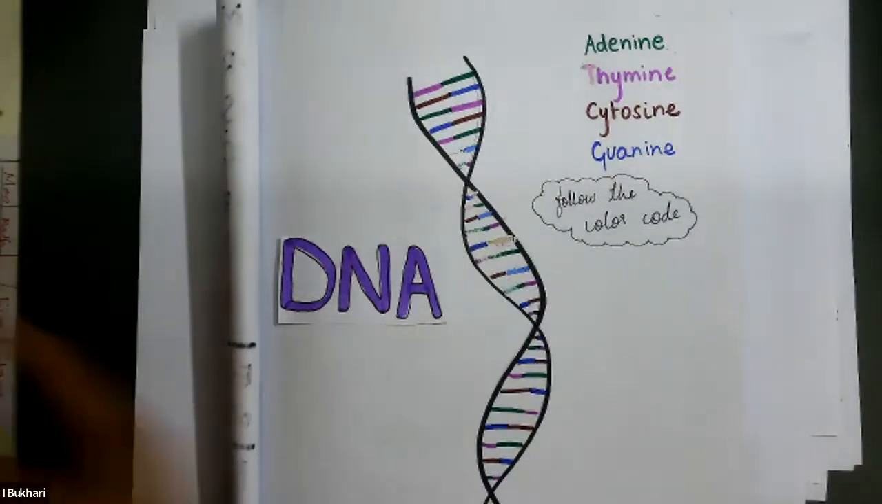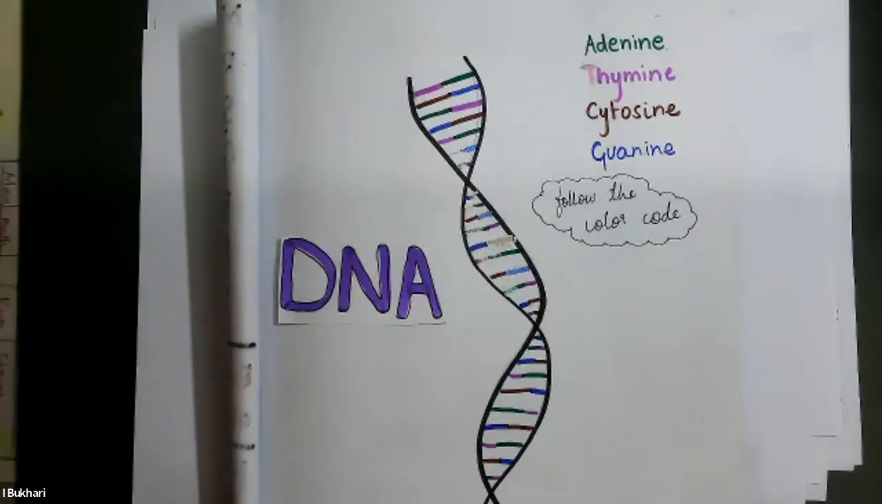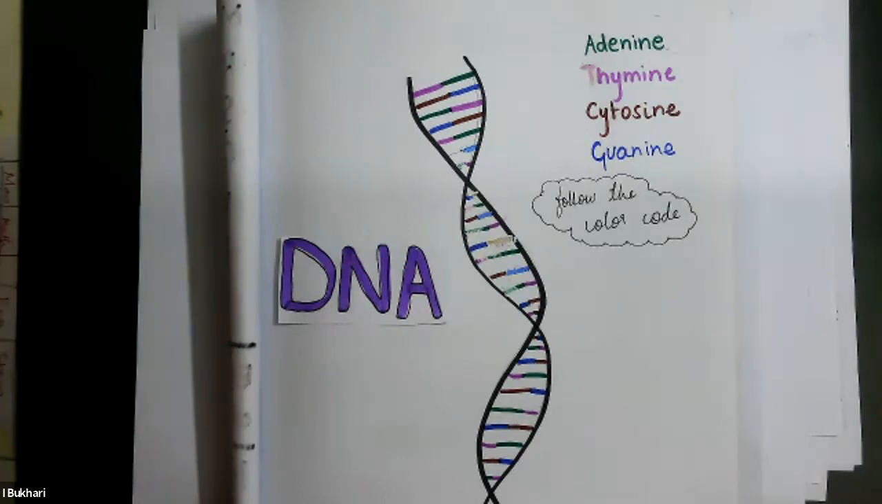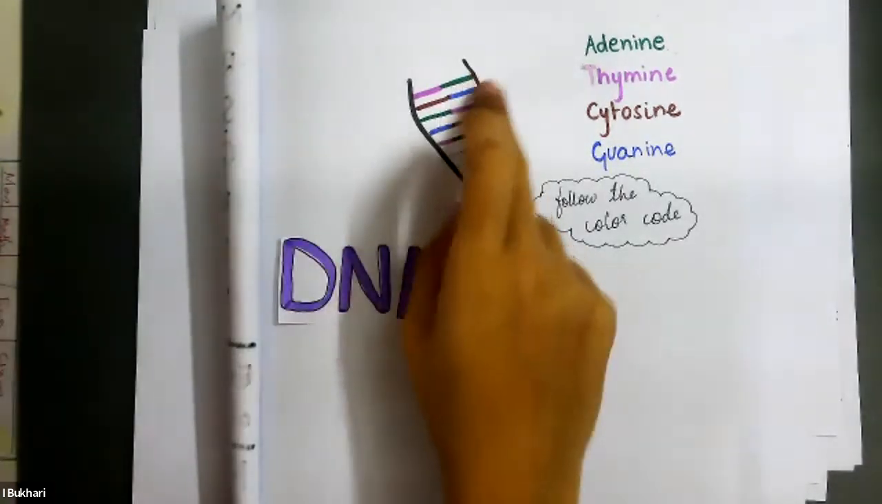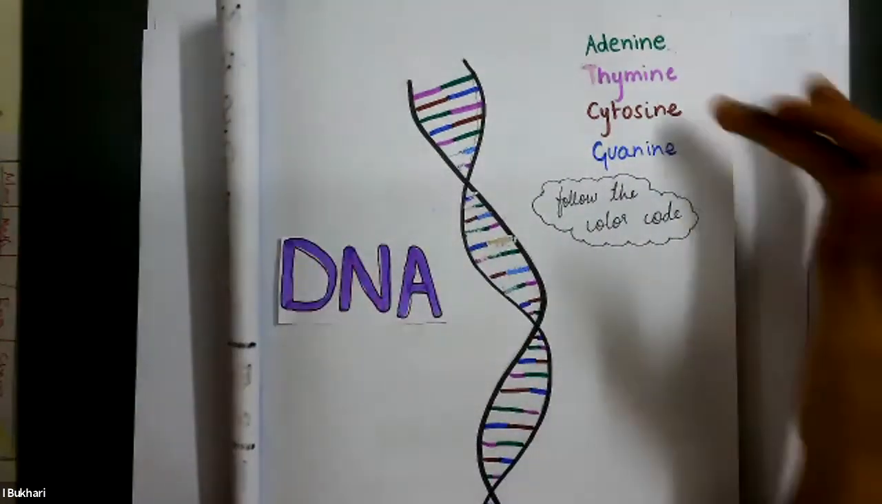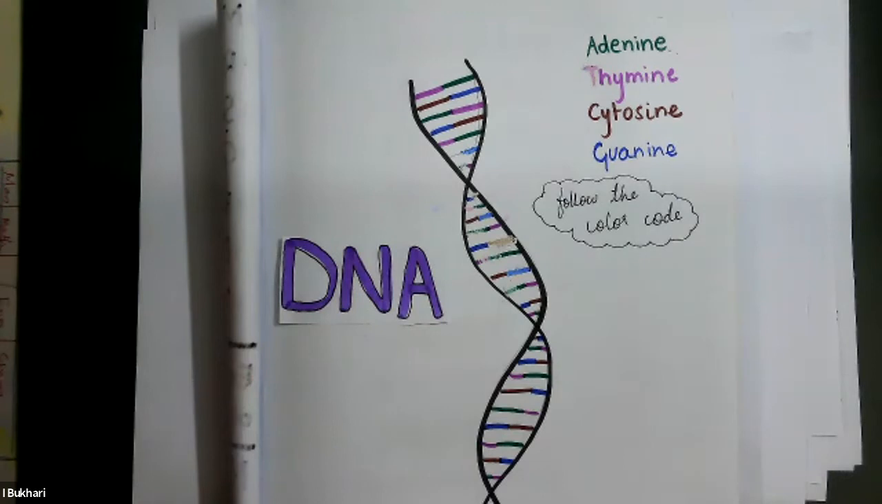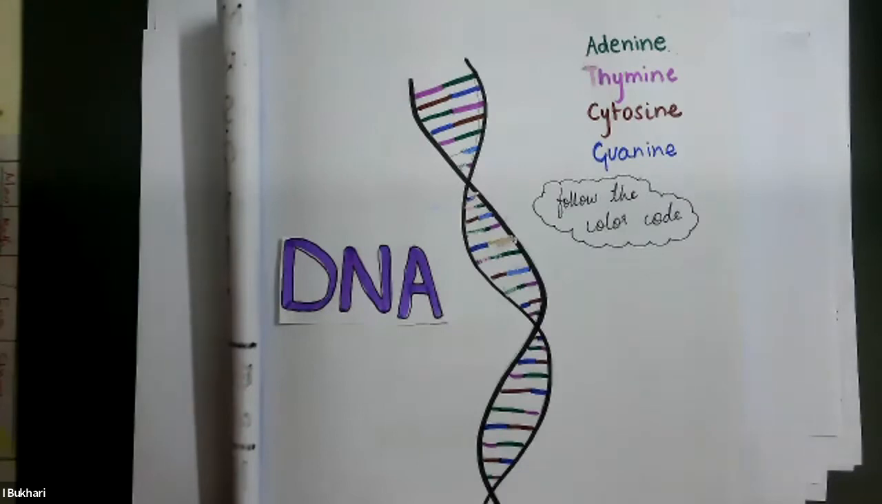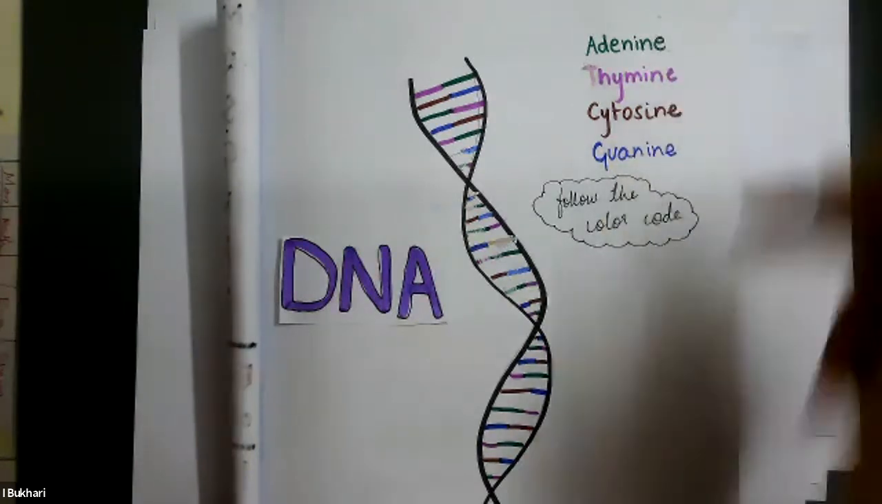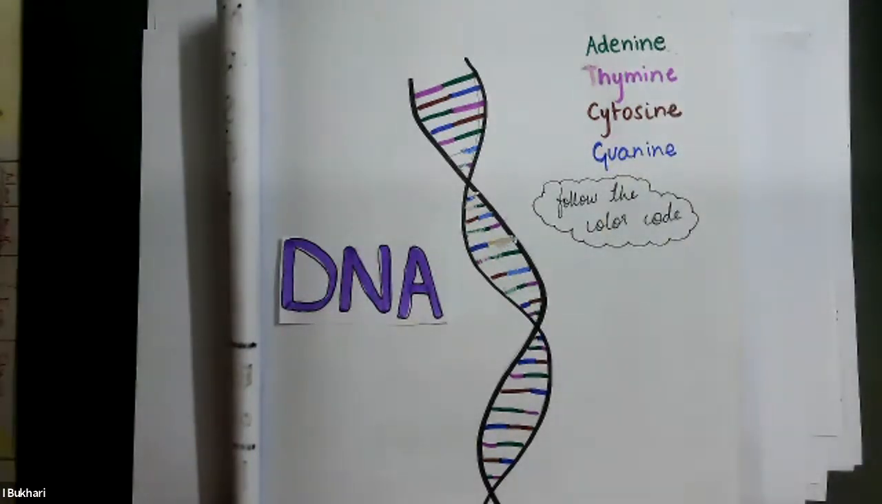Even though they can be sequenced in any way, that's what makes us different from each other. But there is a set rule. Adenine and thymine will always be paired up, so the green and the purple are always together, and cytosine and guanine will always be paired up, no matter the case. And if they mix up the pairing, that's when you get cancerous cells. Those are cells that can't function properly.